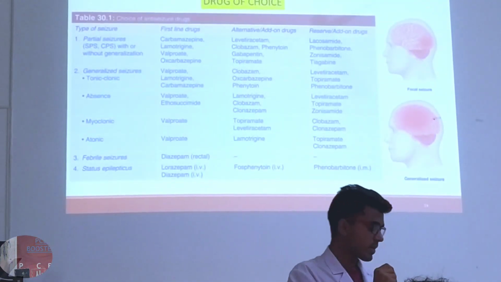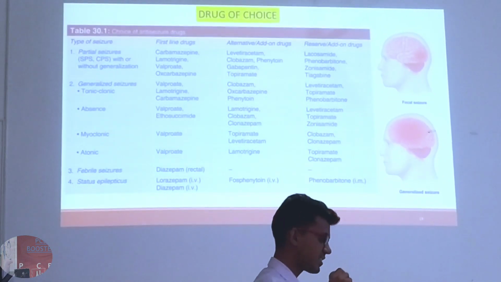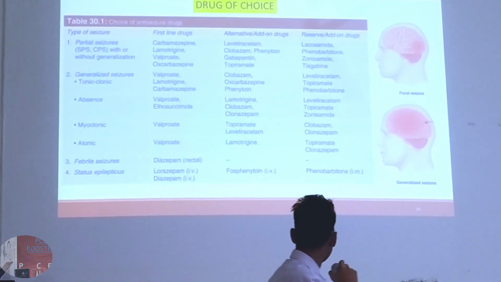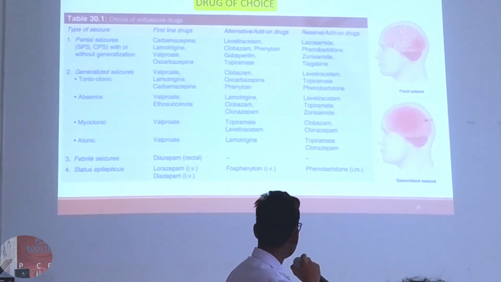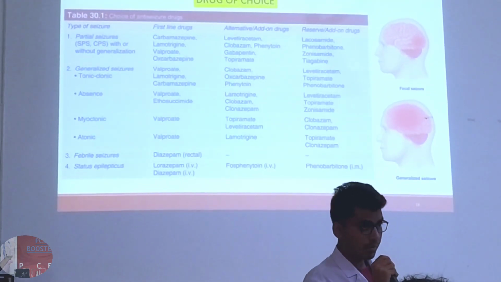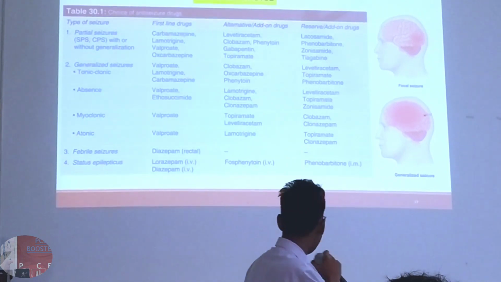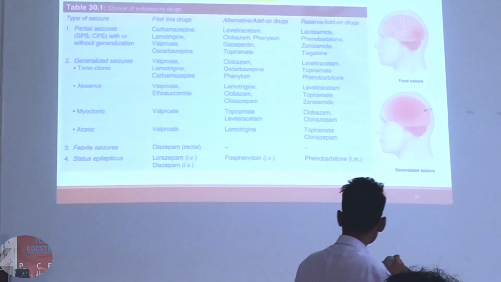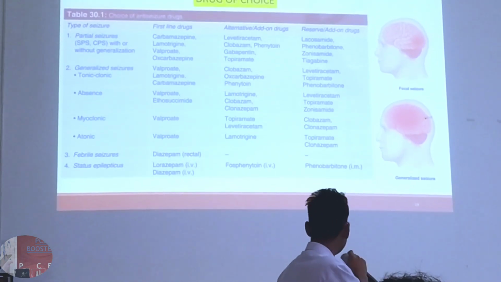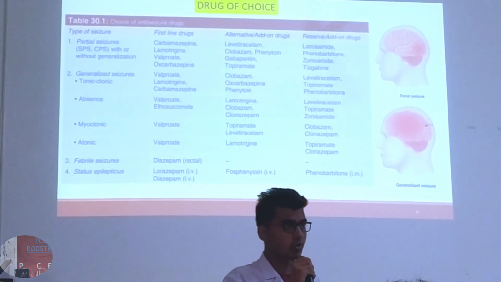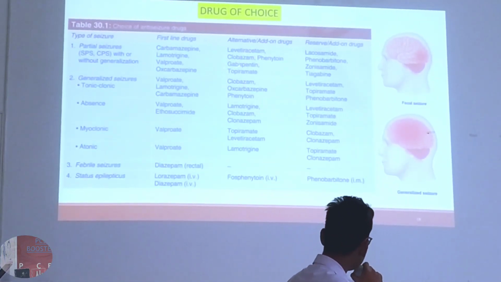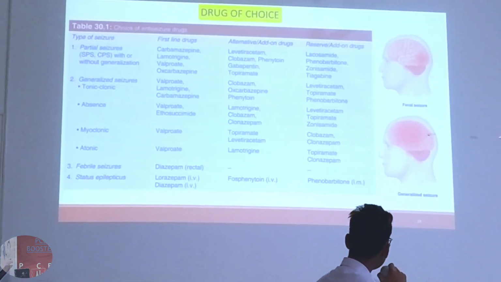Now, the drug of choice for the patient depends on the type of seizure the patient has and the clinical manifestation the patient shows. For a partial seizure, the first line drug will be carbamazepine or lamotrigine, and there will also be an alternative drug and a reserve drug. If the first line drug, even at the therapeutic dose, does not respond, we can use the alternative drug like levetiracetam, known as the reserve drug.